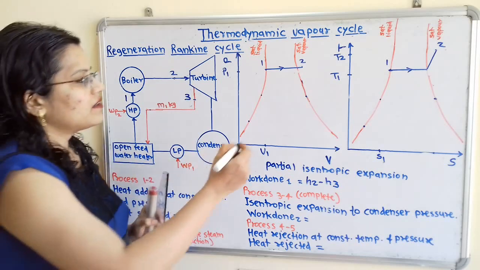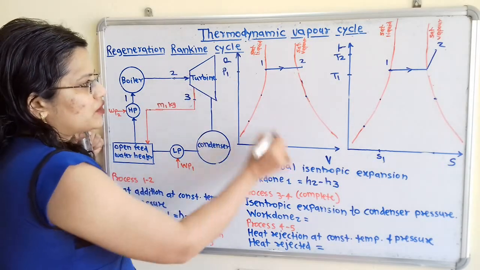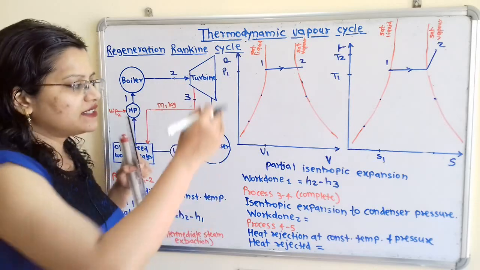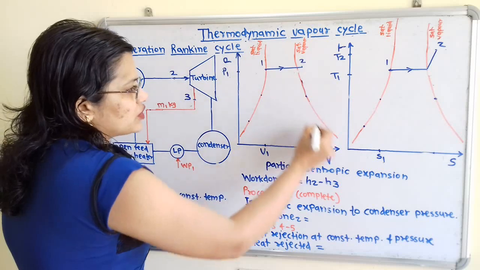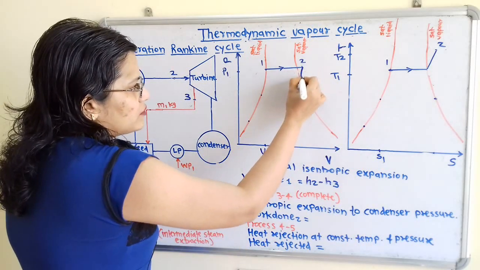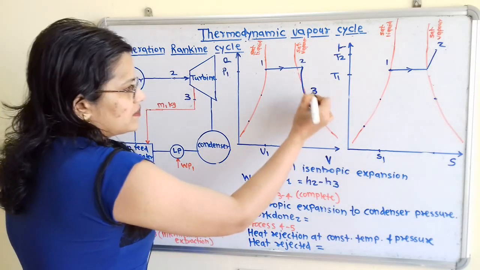So we will show here process 2 to 3. On pressure volume, pressure decreases and volume increases, but we have to show point 3 on the saturated vapor line. So I will show here in this way. Here will be point 3.